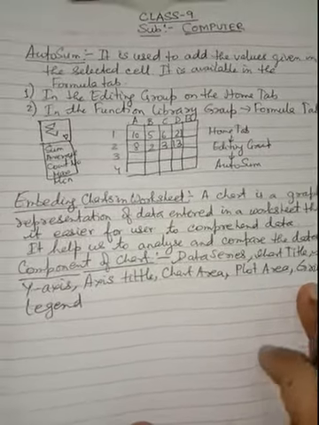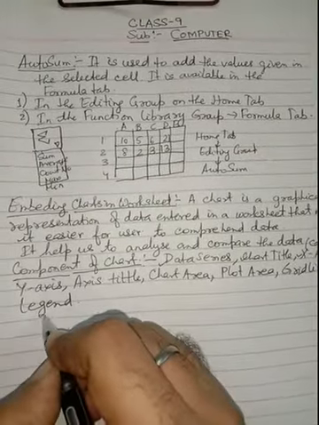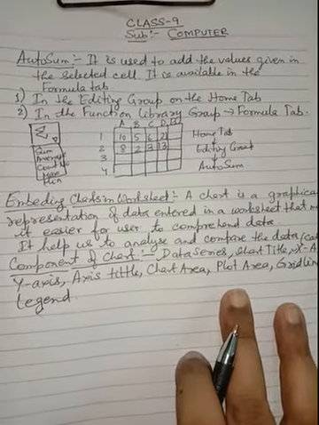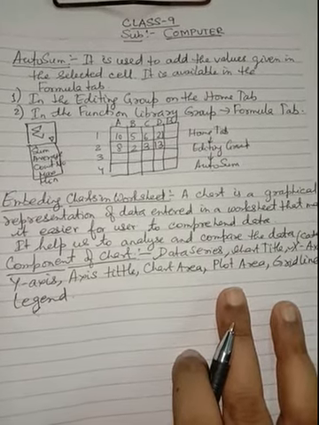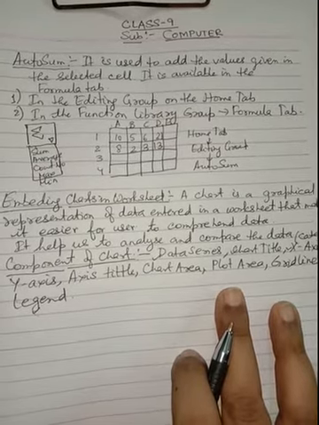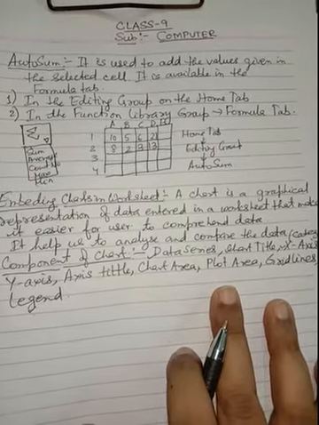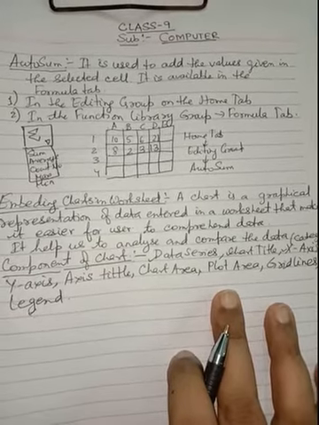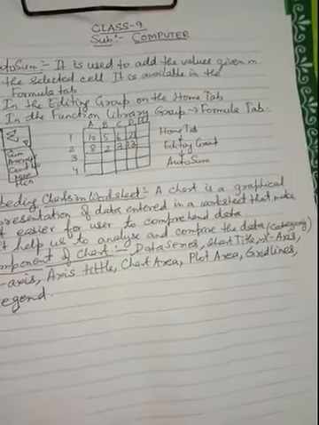The next component of a chart is the legend. What is a legend? It is generally helpful to identify the data series. It has a unique color or pattern that is assigned to each data series. So let me show you the chart and these various components.